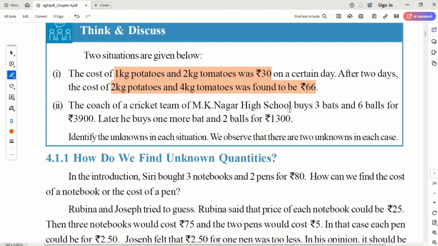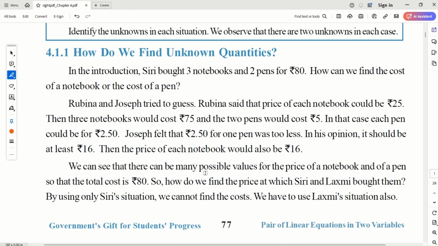The coach of the cricket team, MK Nagar High School, buys three bats and six balls for 3,900 rupees. Later, he buys one more bat and two balls for 1,300 rupees. Now, this is also a similar situation. Identify the unknowns in each situation. What are the unknowns here? Potato cost, tomato cost. Here, cost of the bat, cost of the ball. These are called variables.